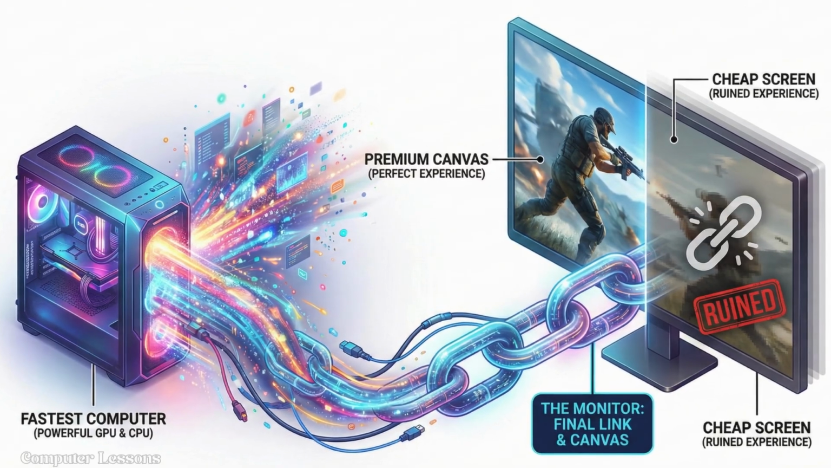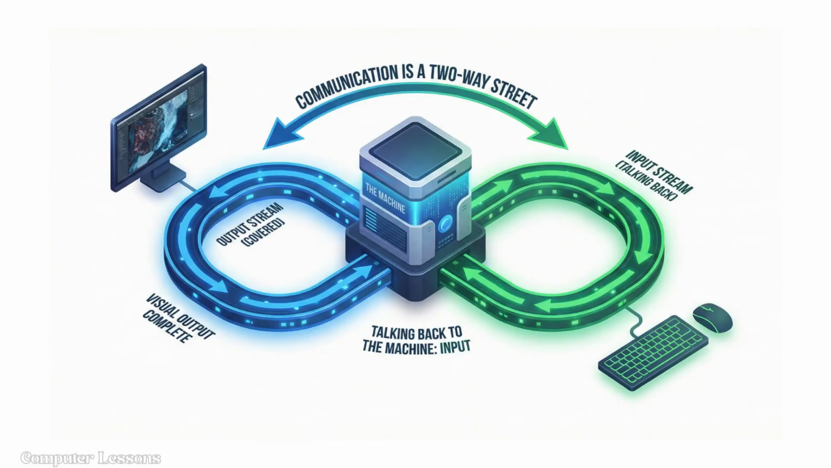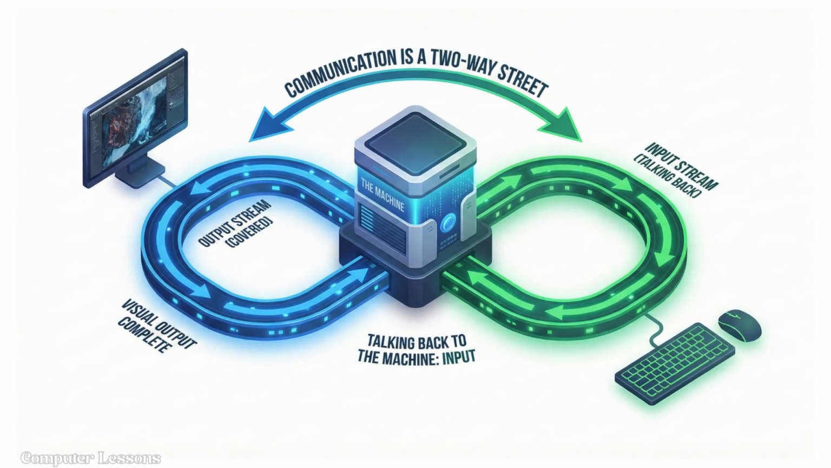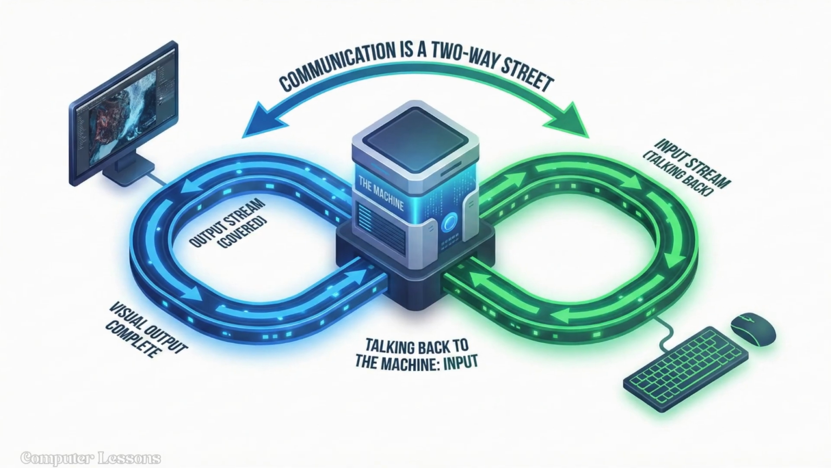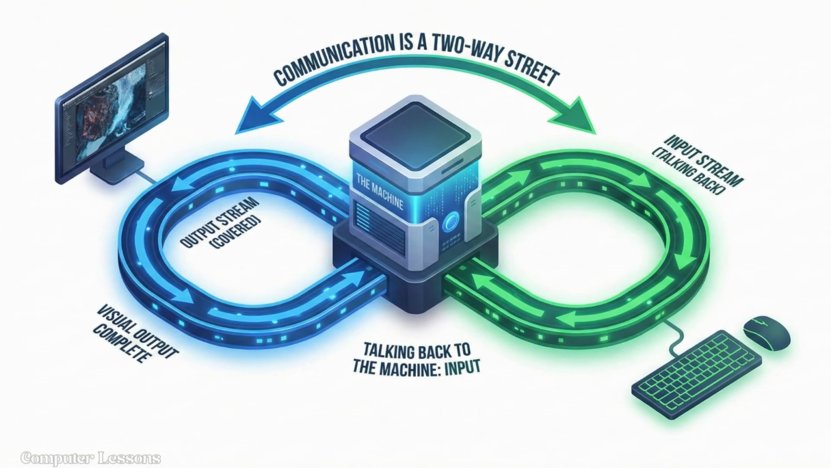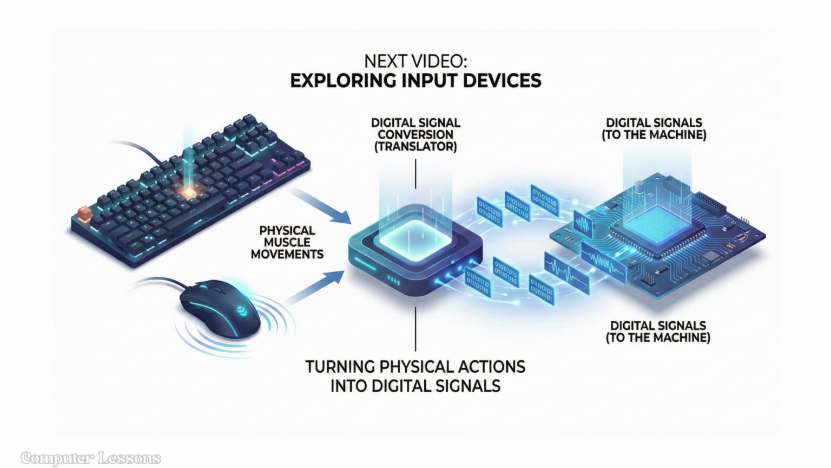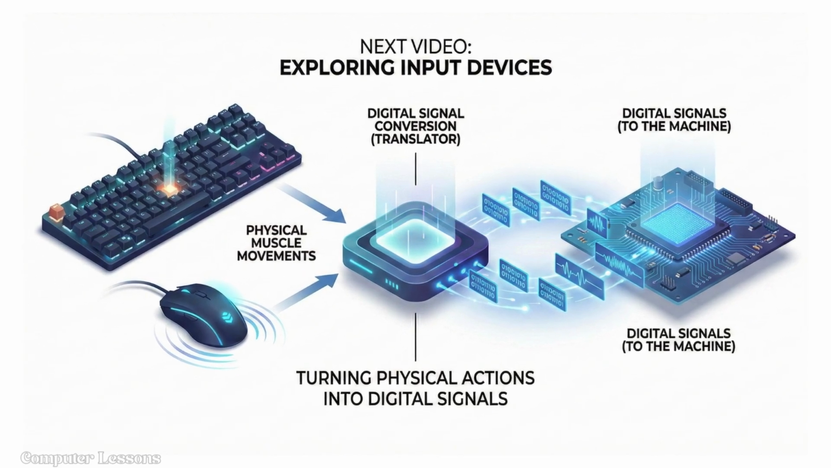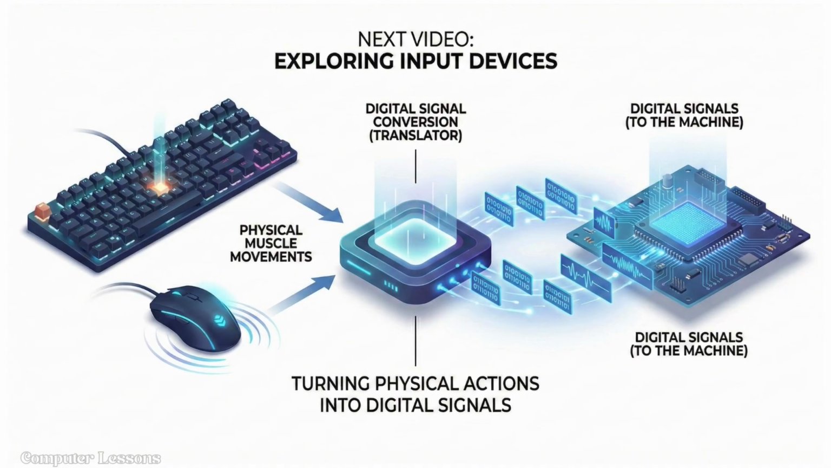We have now covered the output, but communication is a two-way street. We need to talk back to the machine. In the next video, we will explore input devices. We will learn how keyboards and mice turn your physical muscle movements into digital signals.